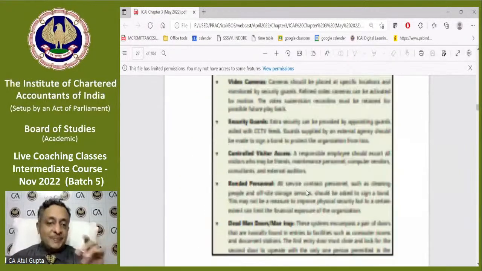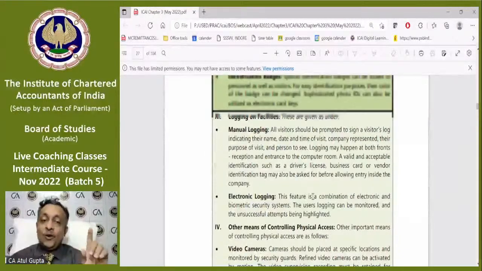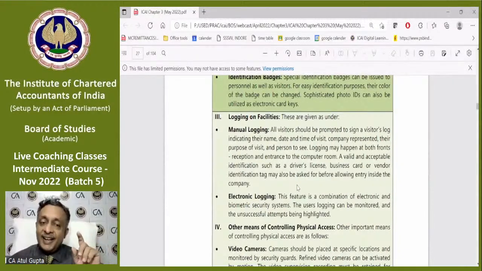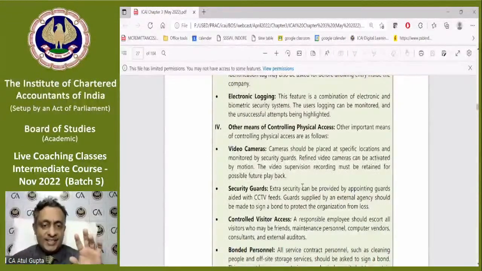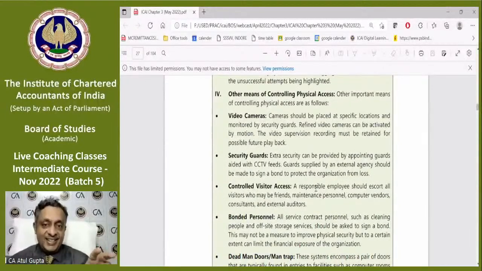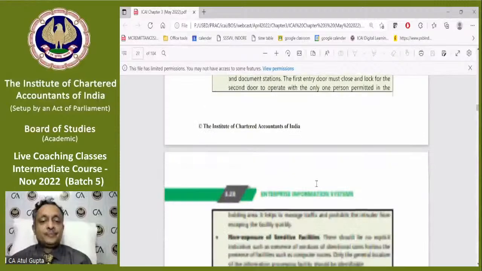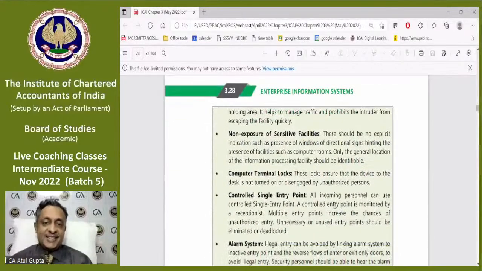So you are answering, sorry. Now, manual logging and electronic logging, you are answering whether they are preventive, detective, corrective. Video camera, you are answering. Security guard, you are answering. And controlled visitor access. So these 5 you are answering: preventive, detective, or corrective. Once I am through, I'll come back to your answers. Once we complete this logical access. Physical.